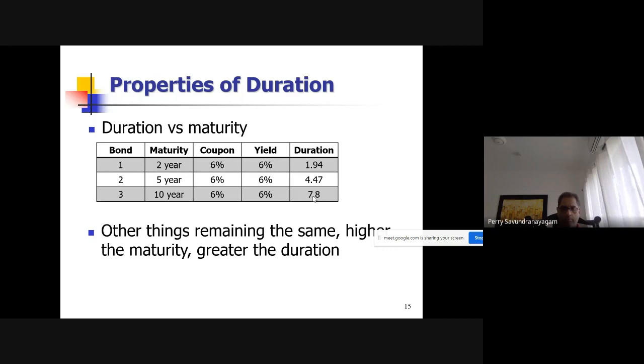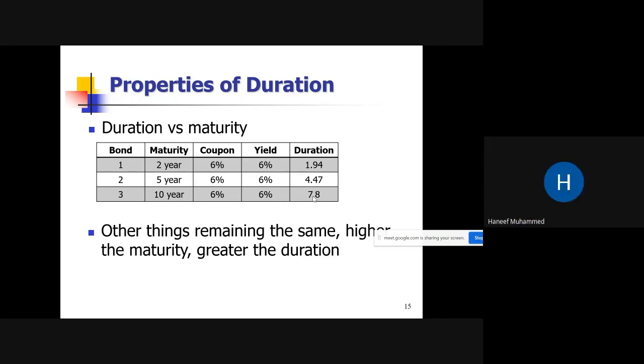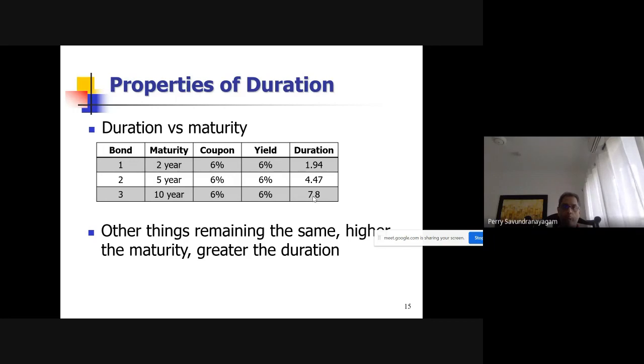Duration will reduce. And then if the yield goes to 4%, what will happen to the duration? Increase, right? So what it's showing you here is at the time of issuance, yield was 6, coupon was 6, 100 par, but actual duration is 7.8 because you're getting paid this coupon every year.